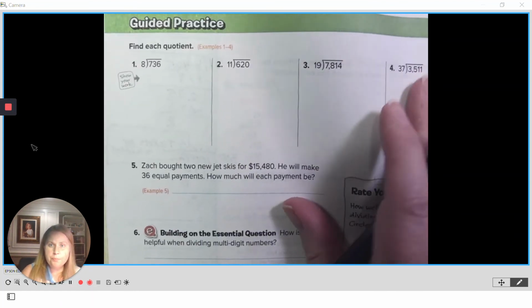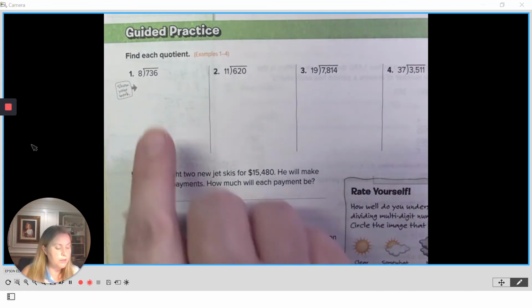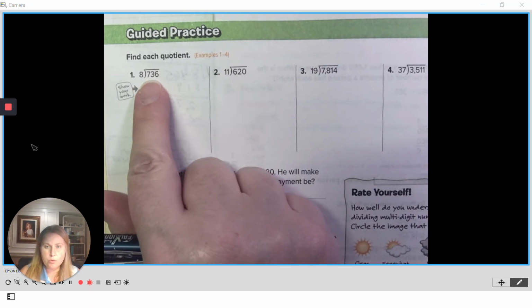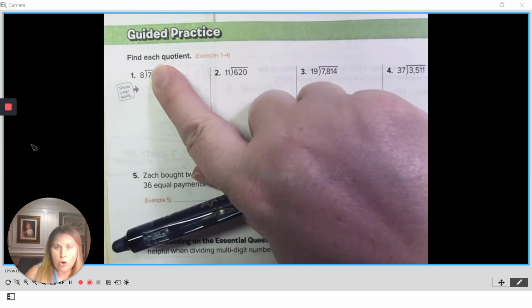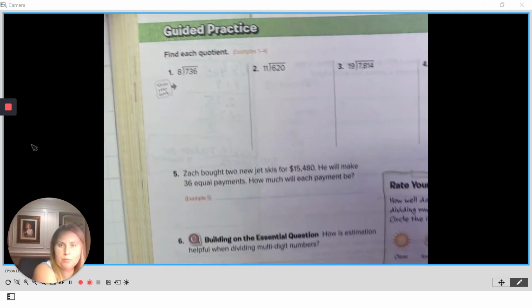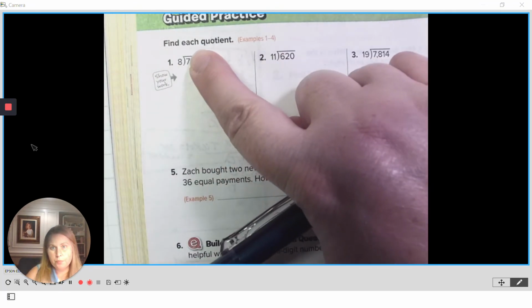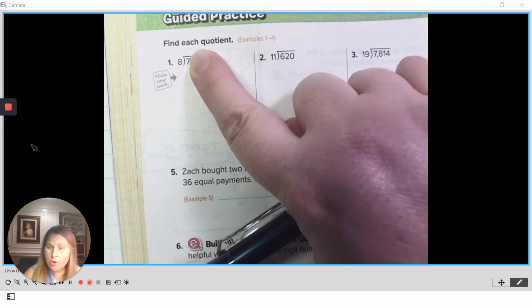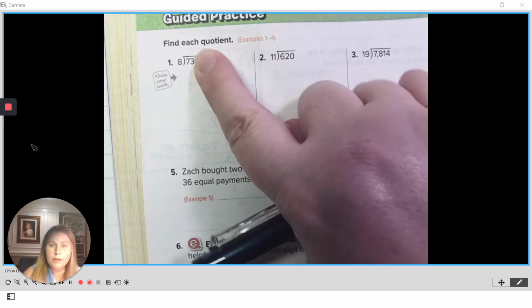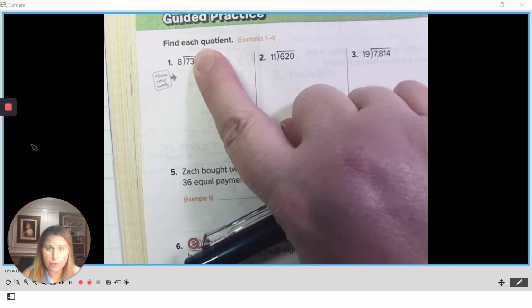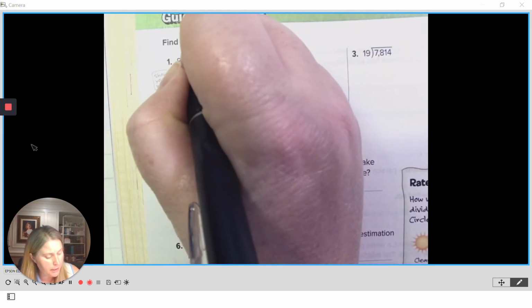So number 1, we have 736 divided by 8. Okay, so does 8 go into 7? No. And I'm going to zoom in on that problem just a little bit more. So does 8 go into 7? No. Okay, 8's bigger than 7. Can 8 go into 73? Yes. Well, I know 8 times 9 is 72, so I will be able to put a 9 here.